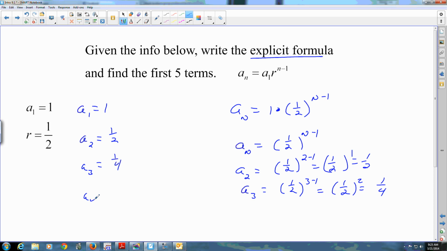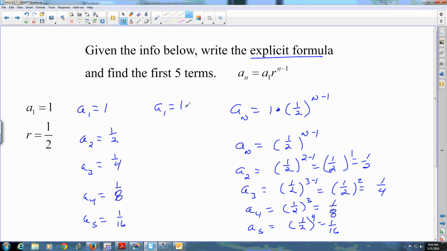And so on. A sub 4 is equal to 1/2 to the 4 minus 1, which is 3. So that's an eighth. And a sub 5, same deal, fill it in. That would be a quarter. Whoops, I got carried away. A half raised to the 4th power, which is 1/16.